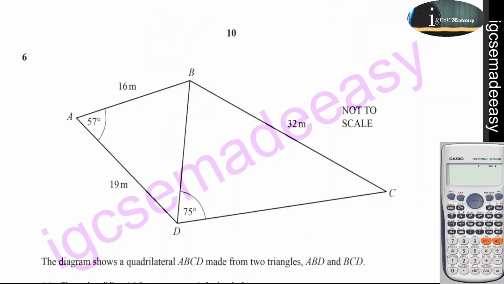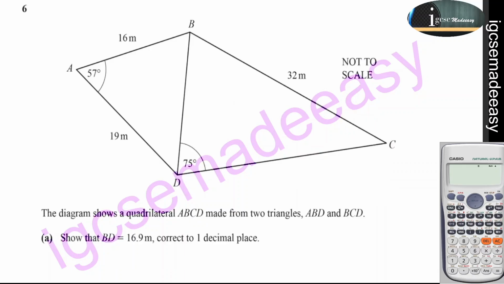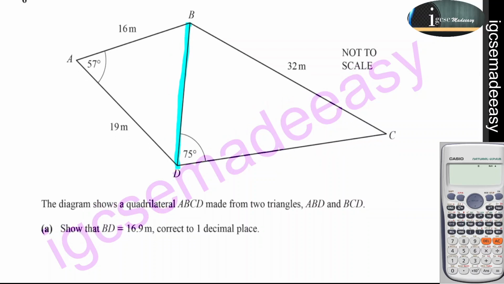Question number 6. In this question we have to show that BD is 16.9, because the cosine rule can be used when two sides and the included angle are given. Keep it in mind. So we can use the cosine rule to find BD.